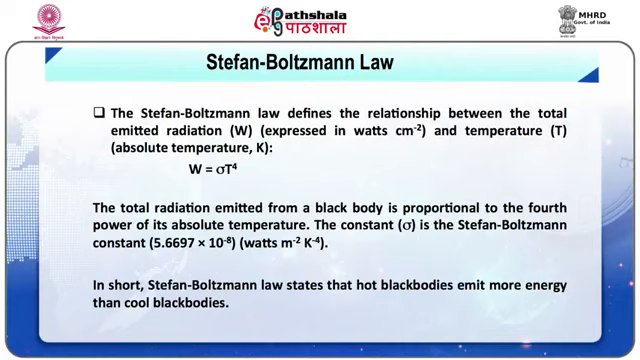The total radiation emitted from a black body is proportional to the 4th power of its absolute temperature. The constant sigma is the Stefan-Boltzmann constant, which is 5.6697 times 10 to the power minus 8 watts per meter square Kelvin to the power 4. In short, Stefan-Boltzmann's law states that hot black bodies emit more energy than cool black bodies.